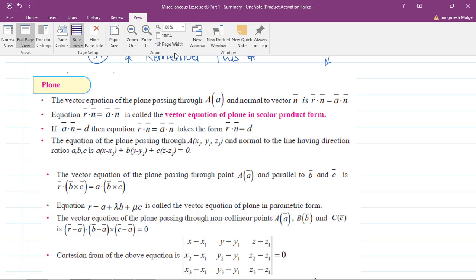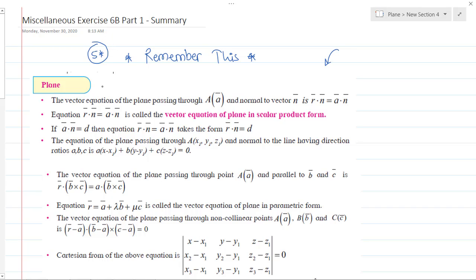So the first one is the vector equation. This is the basic standard equation of the plane. It's r bar dot n bar equals a bar dot n bar, where n bar is the normal vector and a bar is the point through which our plane is passing. So this is the vector equation in the scalar product form.